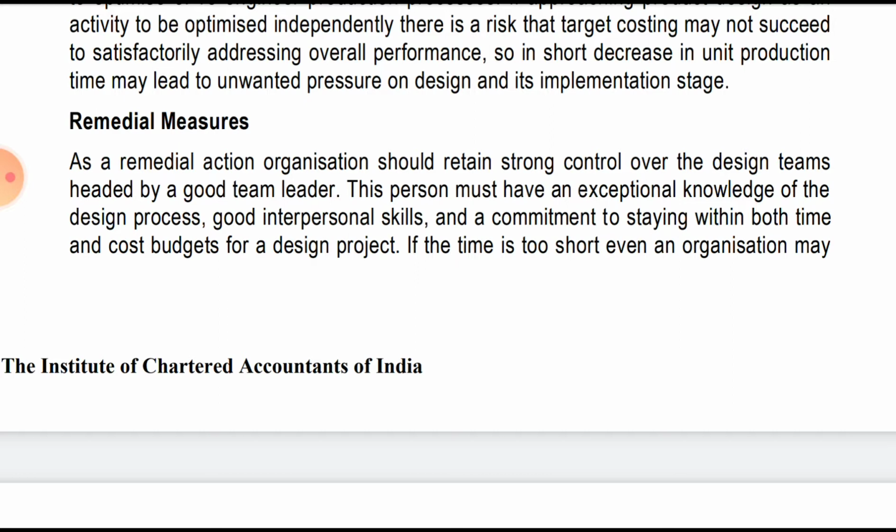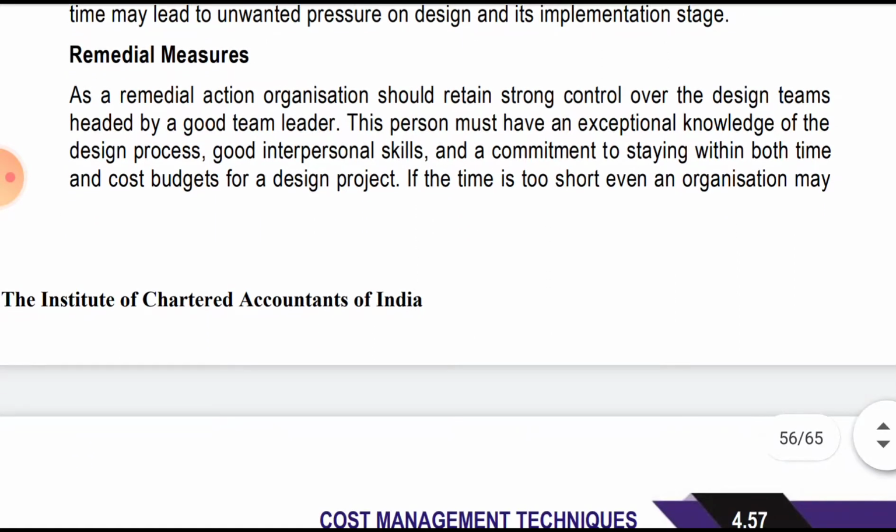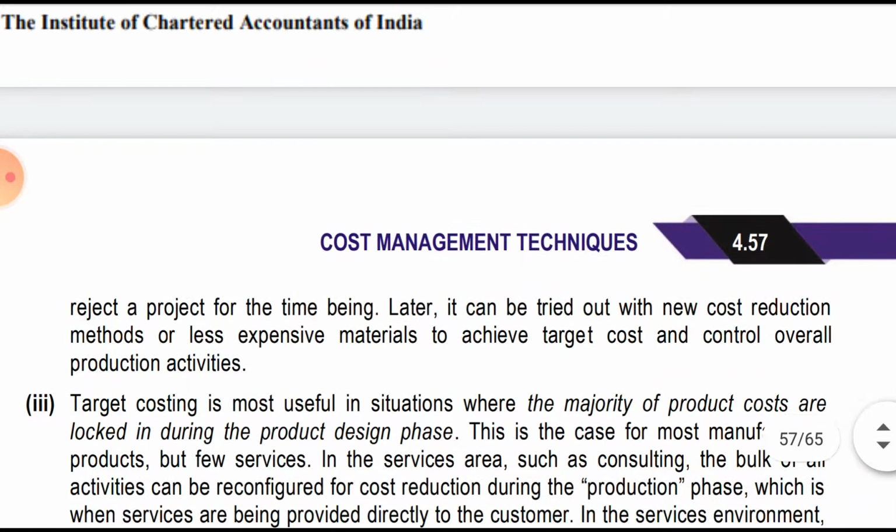This person must have an exceptional knowledge of the design process, good interpersonal skills, and commitment to staying within both the time and the cost budget for the design project. So this person has the responsibility to complete it within the given time and within the given cost budget. If the time is too short, an organization may reject a project for the time being. Later it may try out a new cost reduction method or a less expensive material to achieve the target cost and control overall production activity.